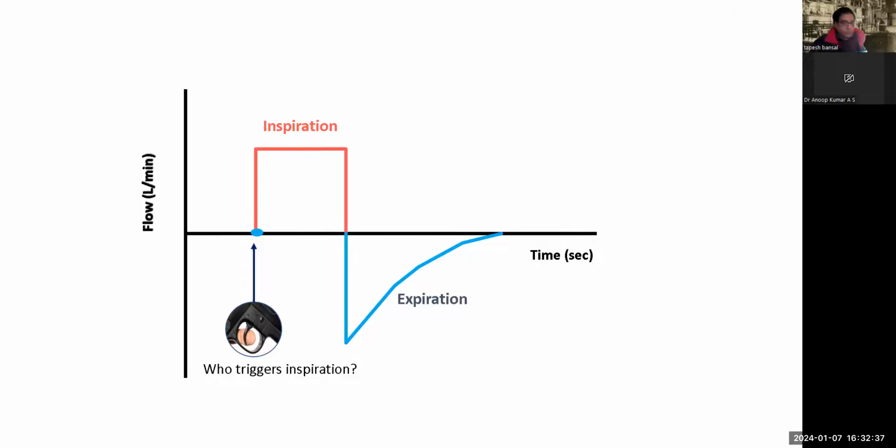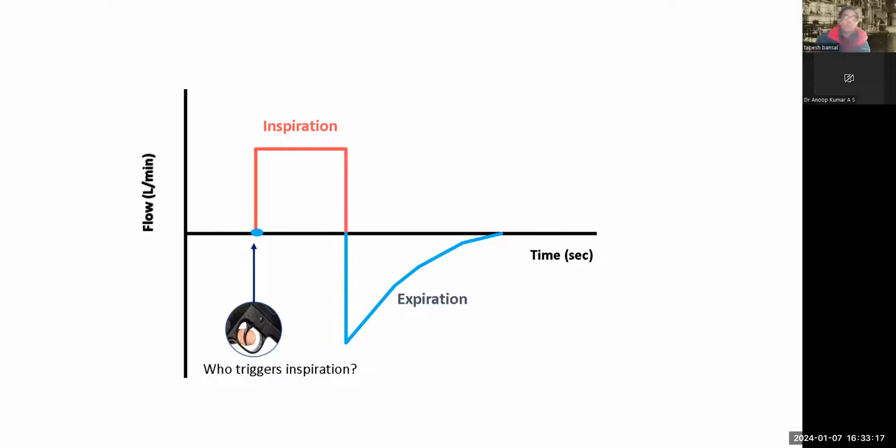Here you should be very clear about one concept. We basically have three types of modes. One is a control mode, second is an assist control mode, and third is a spontaneous mode. In a control mode, the patient is not allowed to take any breath and the machine only delivers the breath. So that is called the control mode. There is no synchrony between the machine and the patient. For that, the patient should be completely paralyzed and completely sedated as well. So each breath will be delivered by the ventilator.